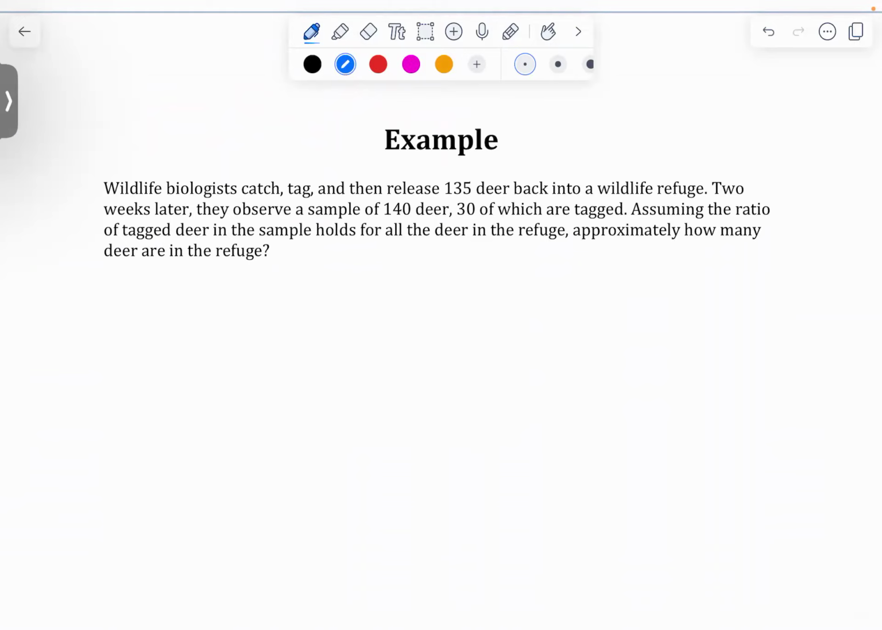Wildlife biologists catch, tag, and then release 135 deer back into a wildlife refuge. Two weeks later, they observe a sample of 140 deer, 30 of which are tagged. Assume the ratio of tagged deer in the sample holds for all deer in the refuge. Approximately how many deer are in the refuge?